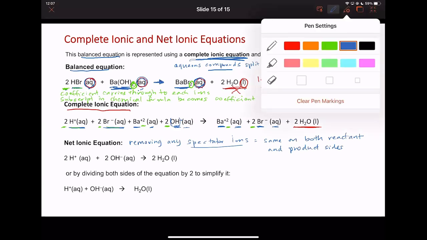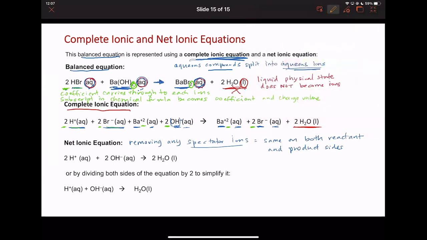So what is exactly the same here? I can see that Ba +2 AQ, all of that is exactly the same as this one, Ba with the +2 charge and the aqueous physical state. If it's exactly the same in all those respects, then you can cross it out. Same thing with this Br minus. So the coefficient 2, the Br, the negative charge, and the AQ are exactly the same as this one on the other side. 2 Br minus AQ, you can cross it out.